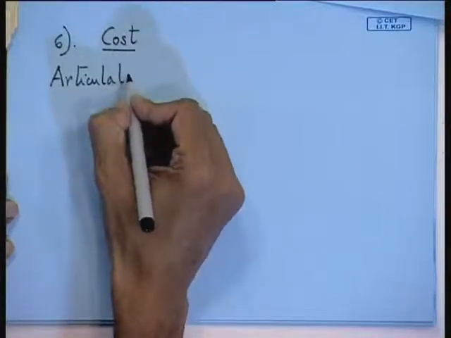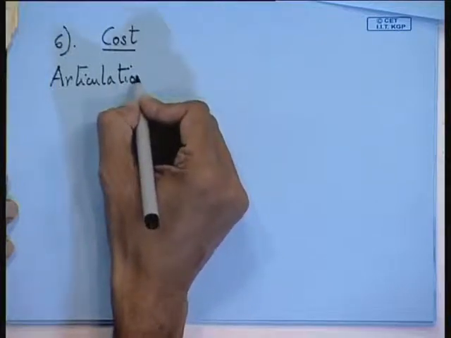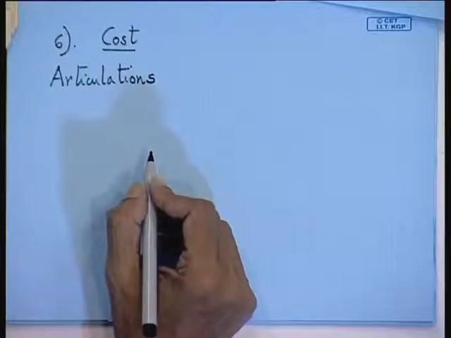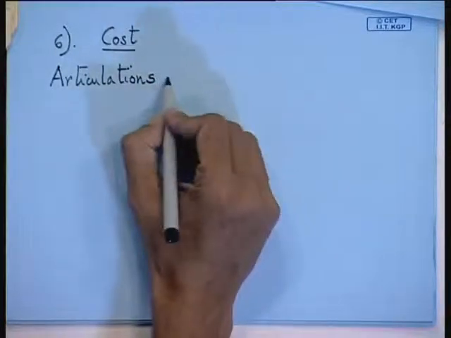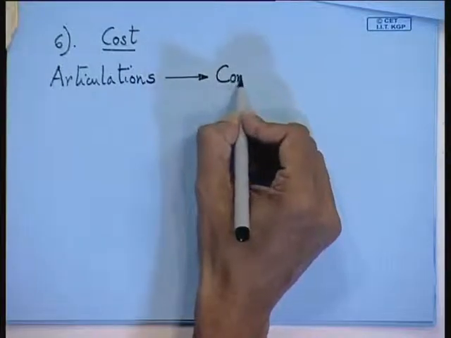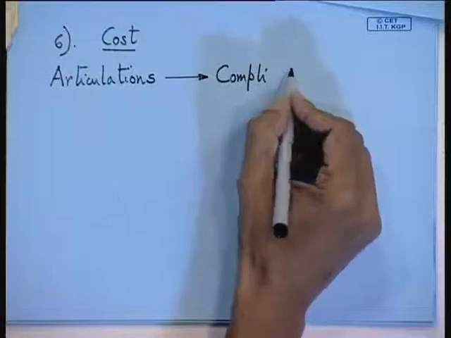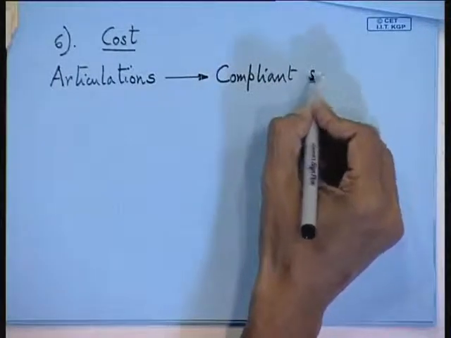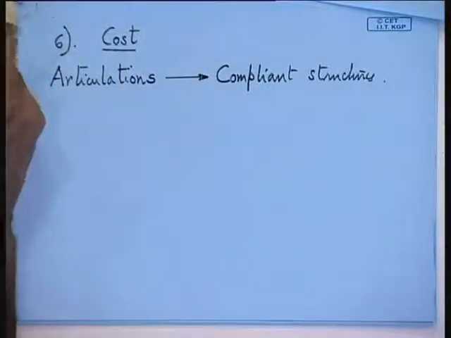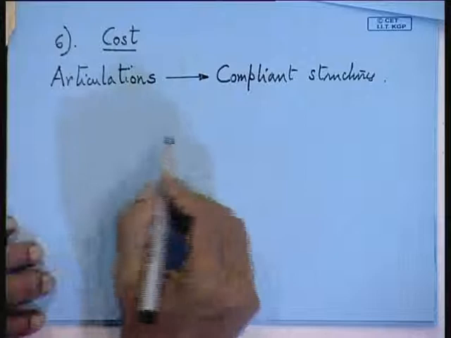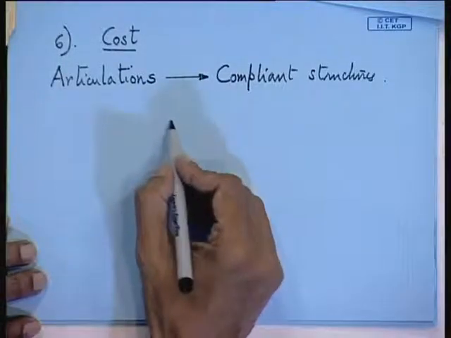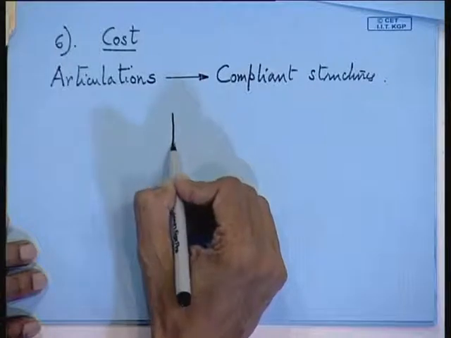Now, remember in our classification of offshore structures, there is one particular category which I told you, which is called compliant structures. Most of these buoys come under that category. So, articulations are part of compliant structures. Now, here is an example of an articulated mooring. That is called ALC. These buoys are quite massive in their form.